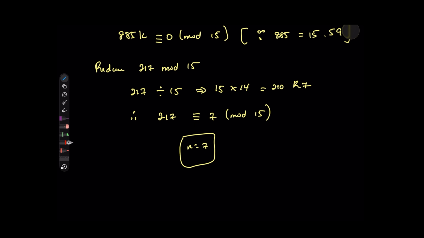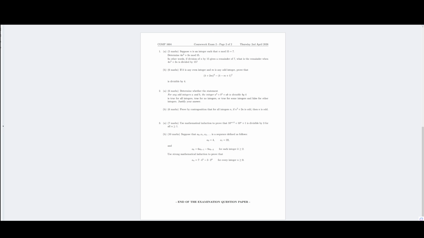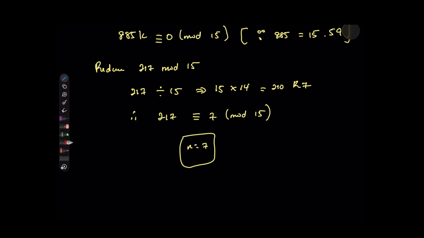All right, moving on to part B now. Part B asks us to, it said if k is any even integer and m is any odd integer, prove that this expression here is divisible by 4. So it is divisible by 4. Okay, so that is what we have to show. So this is part B.